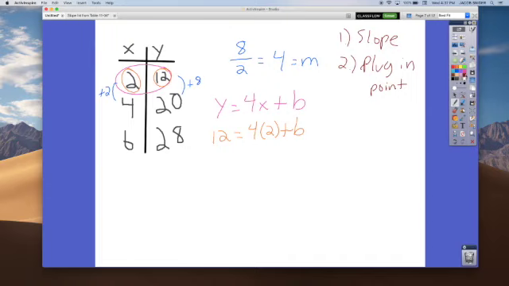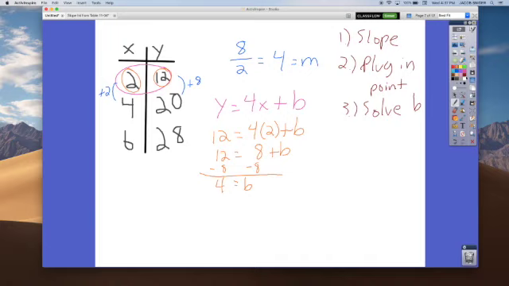Now, step 3 from yesterday is to solve for b. So let's do it. Solve for b. 4 times 2 is 8. I got 12 equals 8 plus b. Minus my 8, minus my 8. And I know that b equals 4.